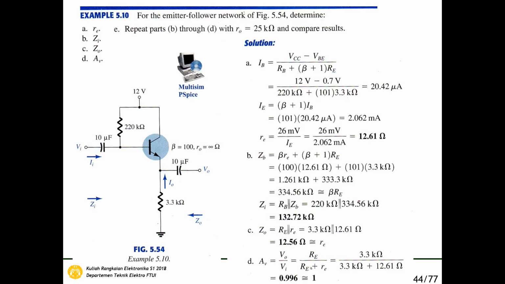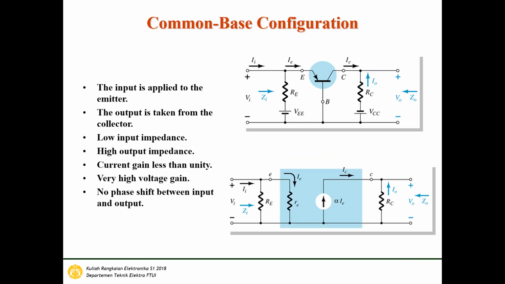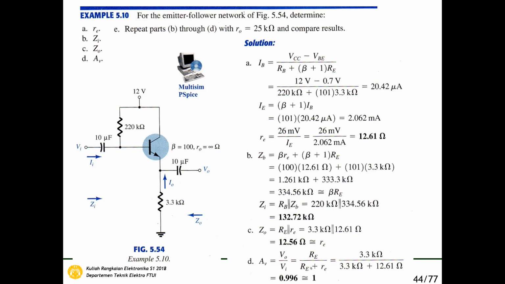Okay. So for the emitter follower, determine re, ZI, ZO, and AV, and then repeat the parts if the RO, the output resistance, is 25 kilo ohm. The first one, re, we have to use the DC analysis. IB is VCC minus VBE per RB plus (beta plus 1) RE, like the emitter resistor configuration.